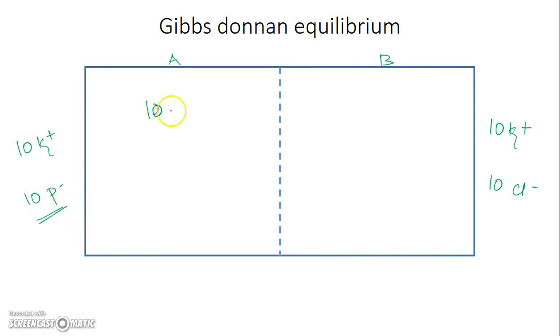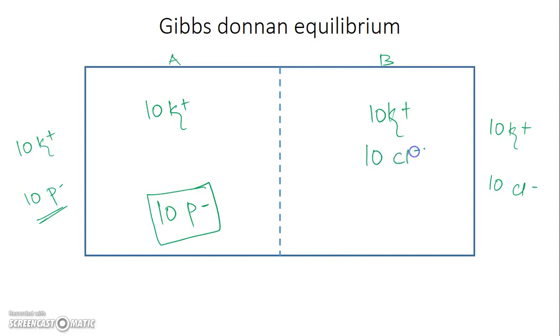So this is at the beginning, that is we are adding 10 potassium here, 10 potassium here. We have 10 protein molecules which are anions, and this is impermeable, that is going to stay only on side A, it is not going to move to the other side. But initially we are adding 10 ions of chloride here to the side B. Now in the beginning we don't have any electrical gradient, that is the net charge on this side is 0 and net charge on this side is 0.